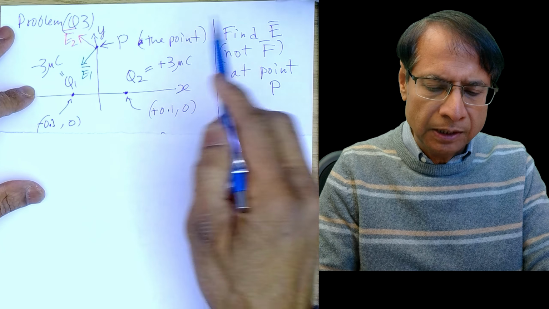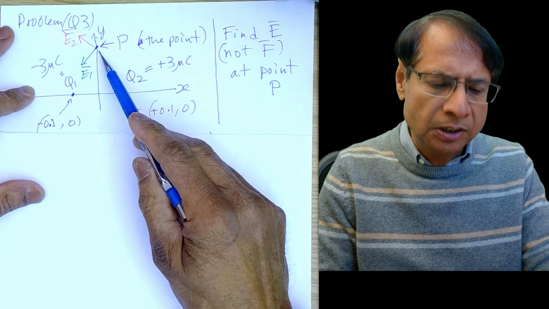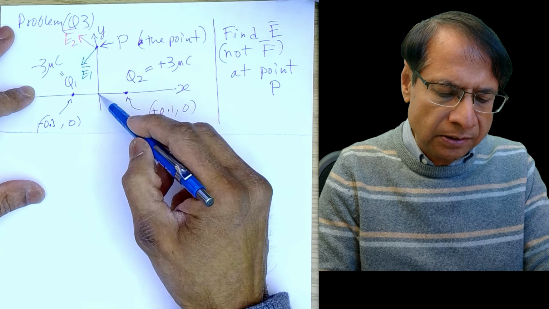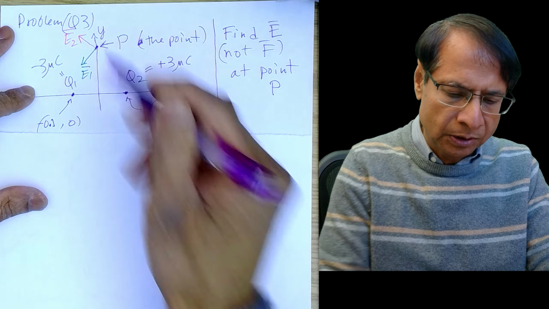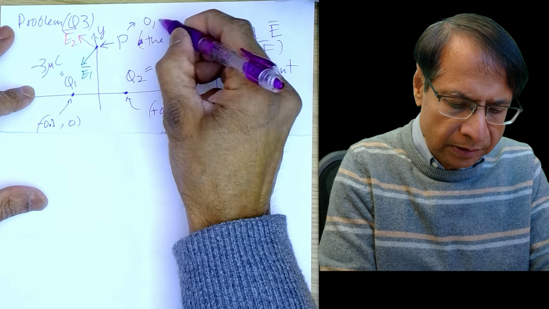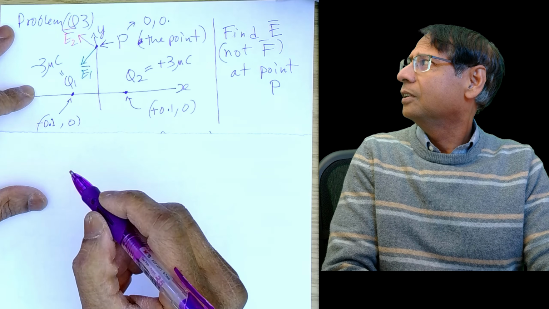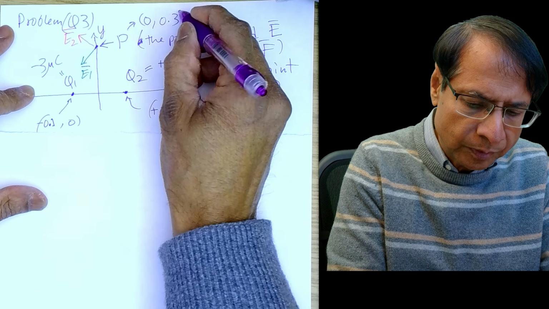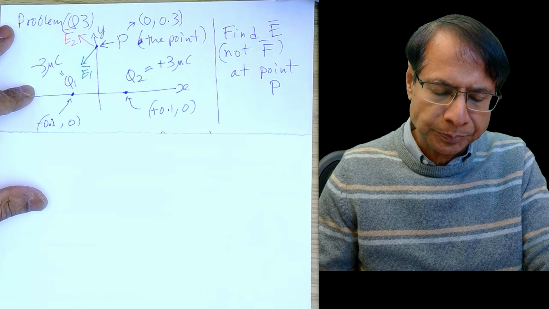Then you're asked to find the electric field at this point P. Where is this P? It has coordinates up here. Its x is 0 and the y is equal to 0.3. So let me put that on here. So this P has coordinates of 0 for x and 0.3. Let me make sure. Yeah, 0.3 for the y. So it's sitting up here on the y-axis. The x is equal to 0.